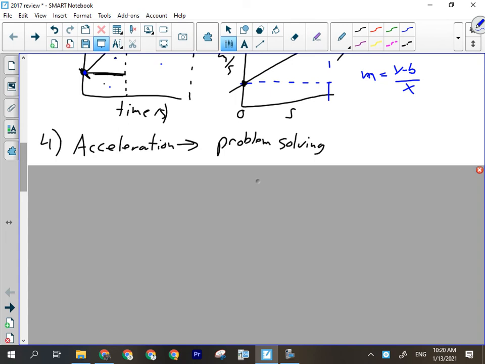Acceleration, right? We went over a whole bunch of different acceleration formulas, all of which are on your formula sheet, and will be on the formula sheet for the final exam, which incidentally looks like this. It looks just like the one you got at the beginning of the year, except it doesn't even say final exam on the top anymore.